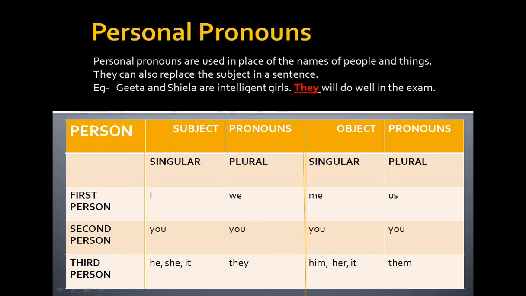Let us look at the other section. Object pronouns. Me is the first person singular object pronoun, and its plural is us. You is the second person singular object pronoun, and its plural is again you. Him, her, it are third person singular object pronouns, and the plural is them.